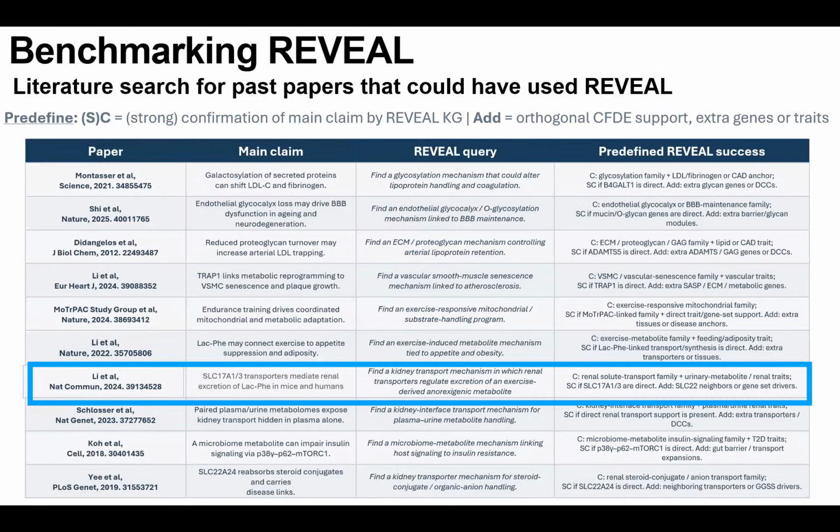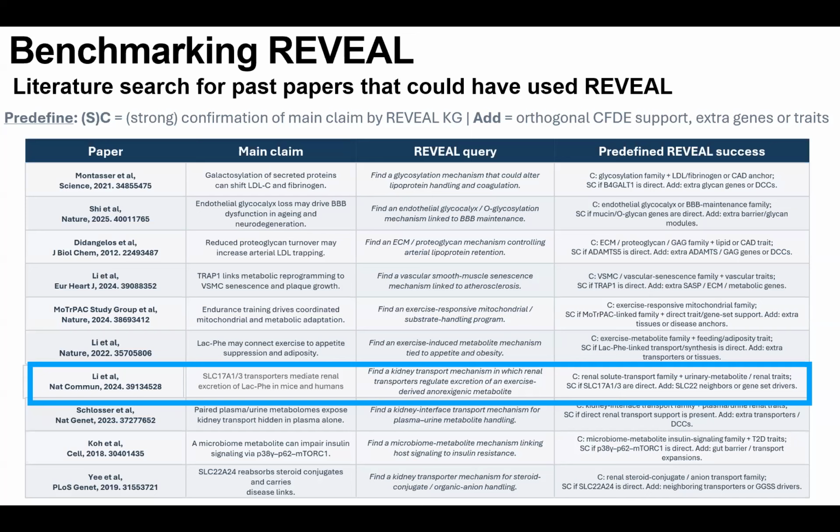So we started to do this. So we did some benchmarking. What we did is we took a bunch of papers, 10 in this case, and we did a literature search for past papers, and we said, had they had Reveal at the time that they were writing up their manuscript, could they have found anything in there to actually support or confirm the main claim in the paper, or add orthogonal evidence through CFD datasets that could have helped them with another hypothesis or learn about extra genes or traits?